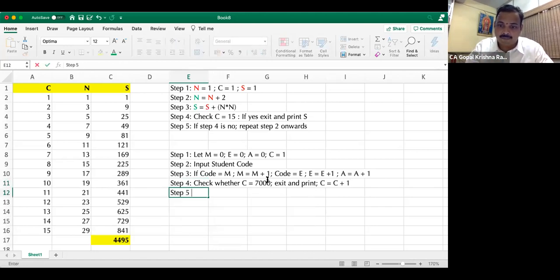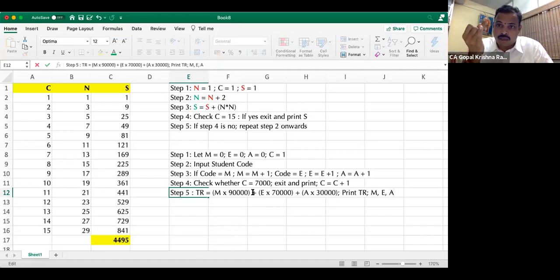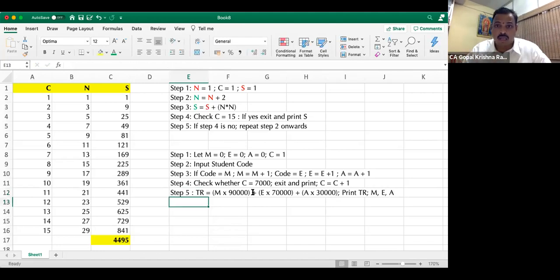And what is step number 5? You have to find the total revenue. Total revenue, TR, is equal to the number of medical students M into fees of 90,000, plus the number of engineering students into the fees of 70,000, plus the number of art students into the fees of 30,000. Then print the total revenue, and the number of medicine students, engineering students, and art students. This is your algorithm. Simple.